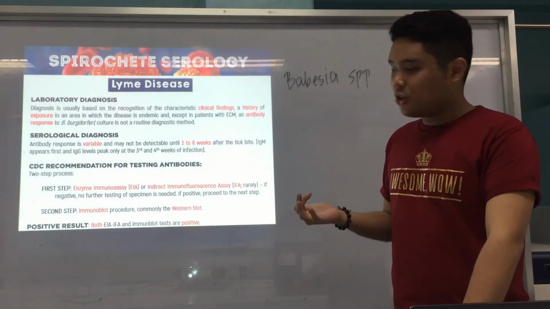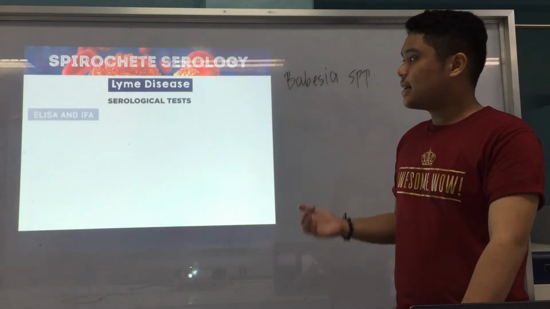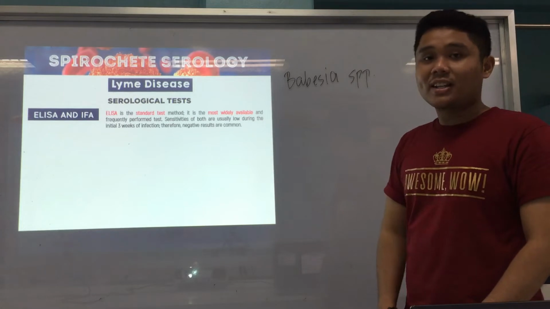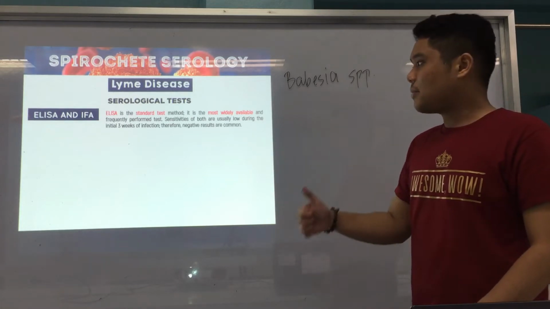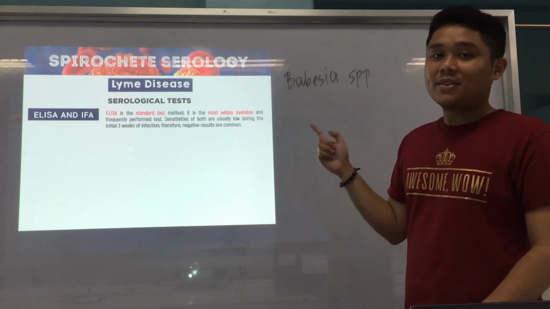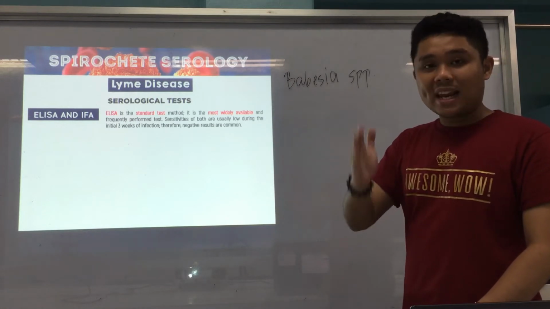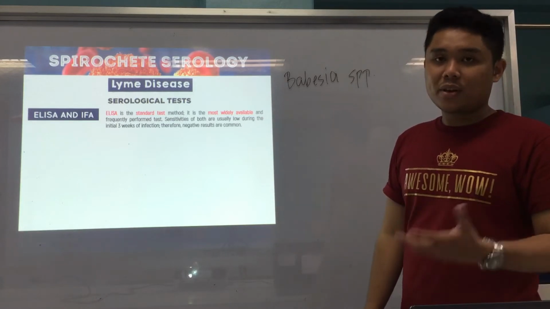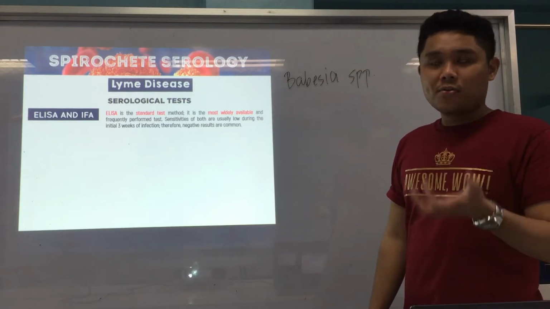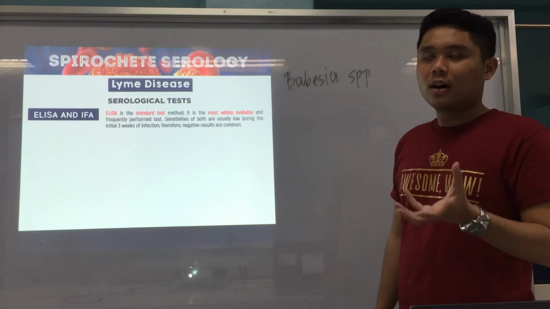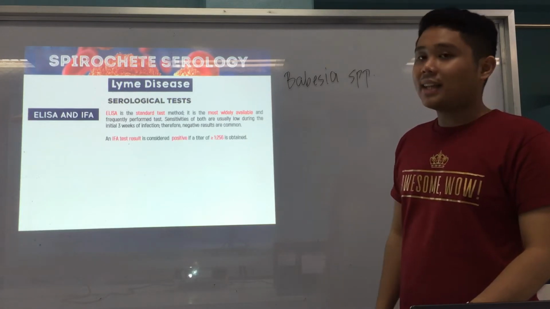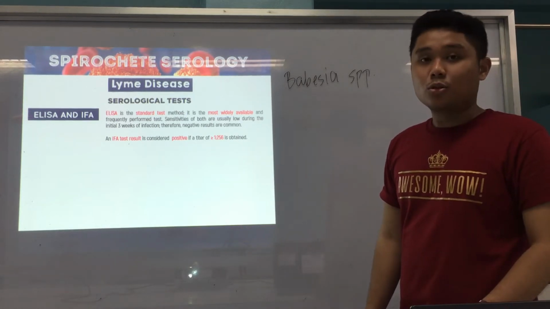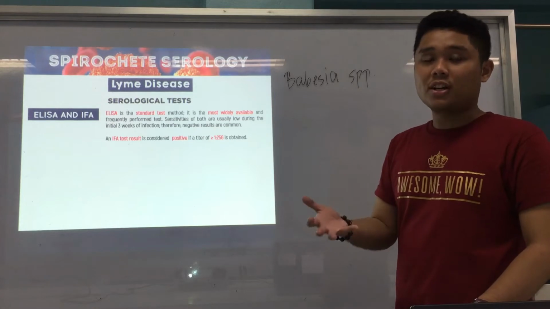Now we go to your different serological tests, starting first with ELISA and IFA. ELISA is considered the standard test method for testing antibodies. It's the most widely available. But the sensitivities of both ELISA and IFA are quite low in the initial 3 weeks of infection, when it's still early. So false negatives are common. Now, an IFA test result is considered positive if the titer is greater than or equal to 1:256. So only at this point is it considered significant.